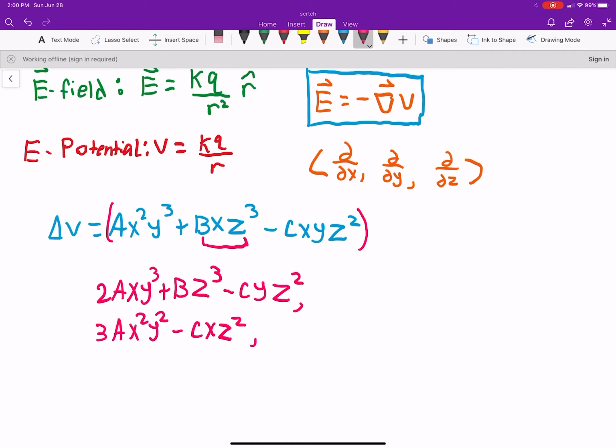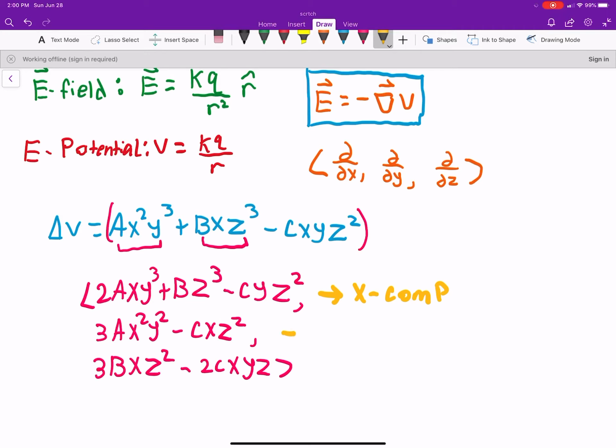And then your z component will do the same thing. So there's no z component for our first term. So you'll get 3bxz squared minus 2cxyz. I just wrote it like this so we can hopefully see this is the x component, this is the y component, and this is the z component.